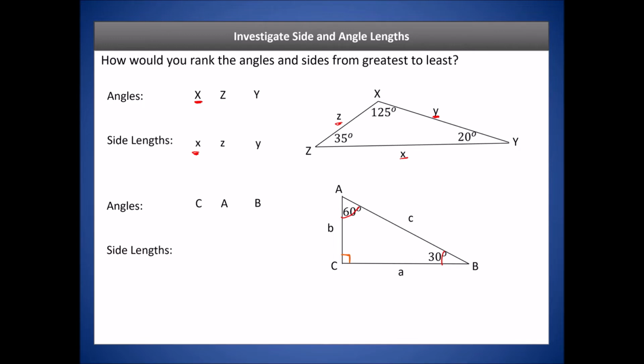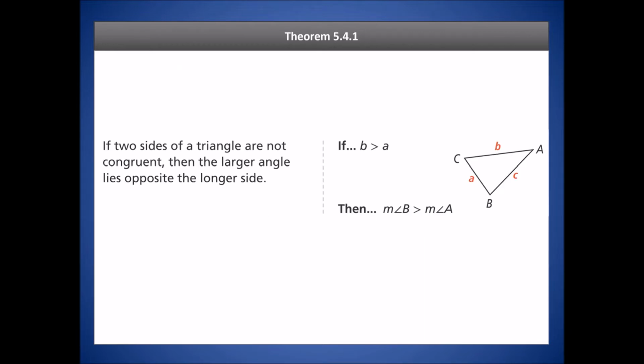Now if you look at the side lengths, similarly to the top triangle, we can see that C is the hypotenuse in this triangle, and so C is the largest side. The second largest side seems to be A, and the smallest side is B. So you can definitely see there's a relationship between the size of the angle and the side length. The larger angle corresponds to the larger side length, and the smallest angle corresponds to the smallest side length.